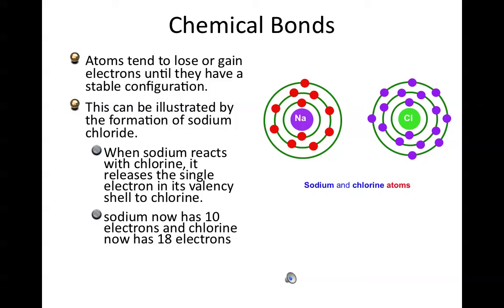Sodium is missing one of its negatively charged electrons, which means there's a proton in the nucleus that now can express its own positive charge all by itself. With chlorine, we've actually accepted an extra negatively charged electron. So we now have an additional negative charge on the chlorine.